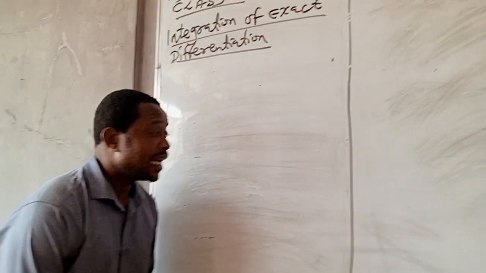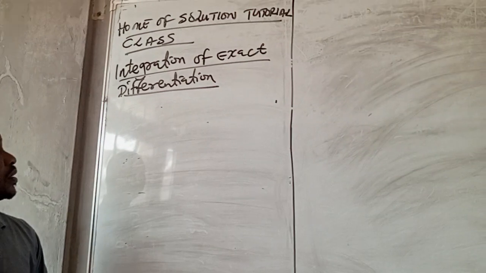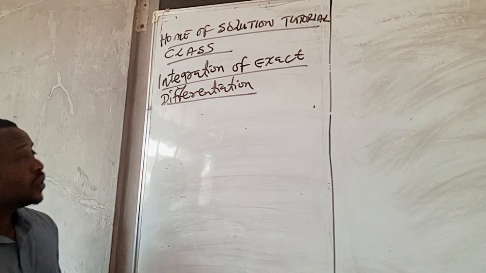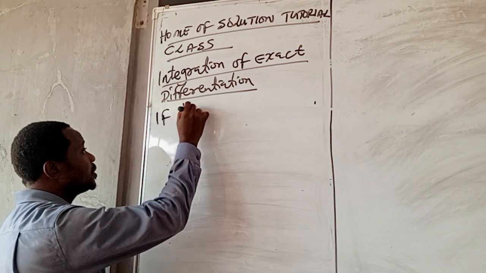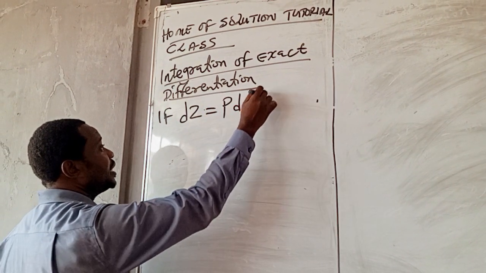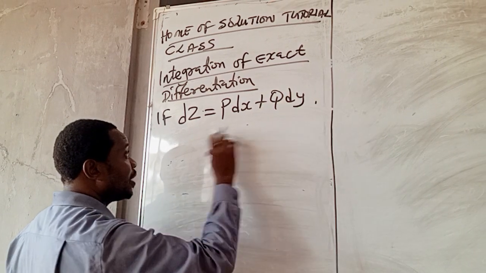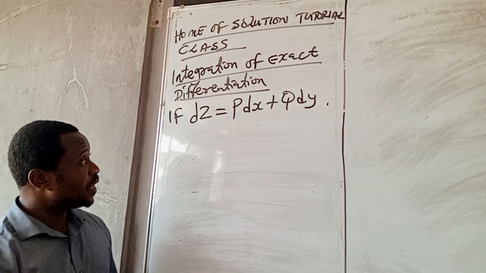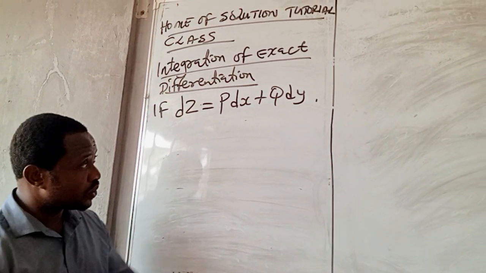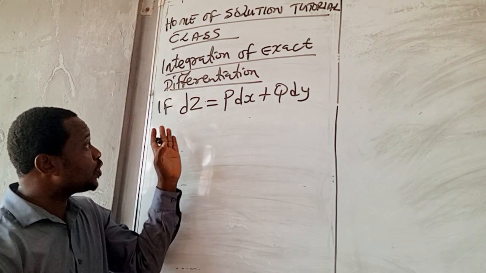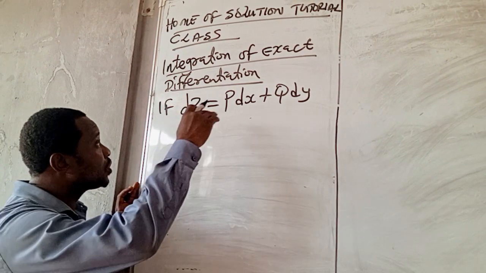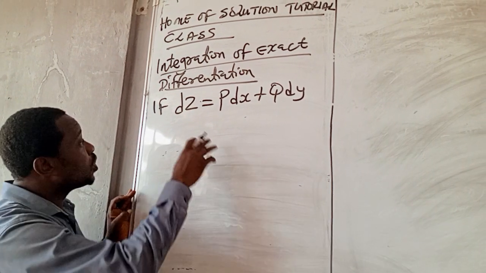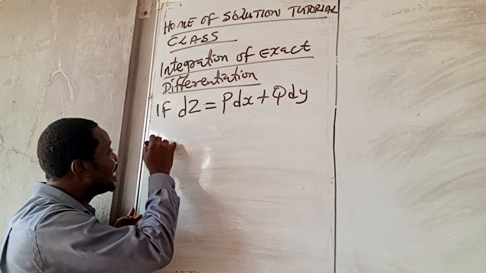Test an exact differential equation and you find out that the differential equation, which is in this form, dz is equal to p dx plus q dy, is an exact differential equation. Now, if you are asked to solve that differential equation, how do you solve it? Solving the differential equation is what we call integration of an exact differential equation. So when you solve it, you will get z.